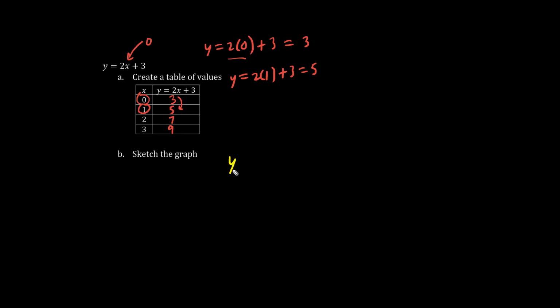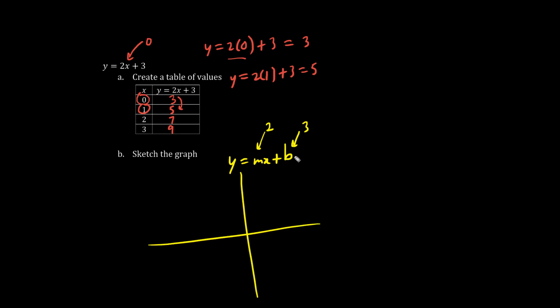So we sketch graphs y equals mx plus b. In this case, our m value is 2 and our b value is 3 by starting off with the y-intercept. This 3 is called the y-intercept. We go up 1, 2, 3 and we draw a dot.